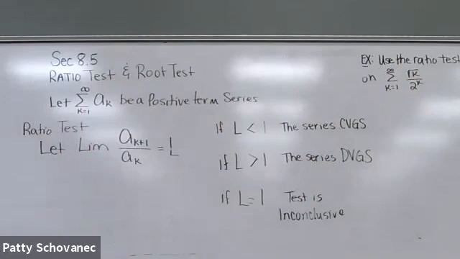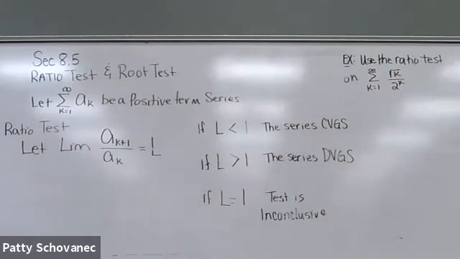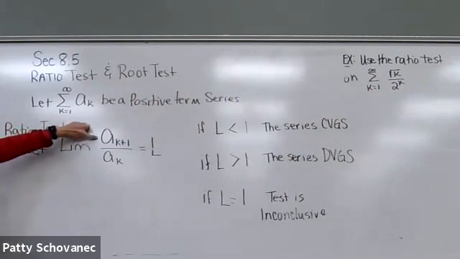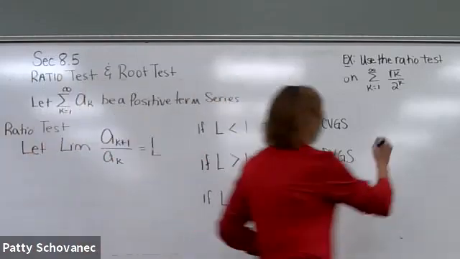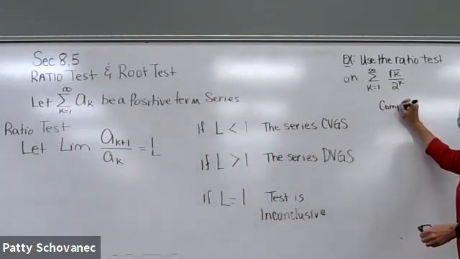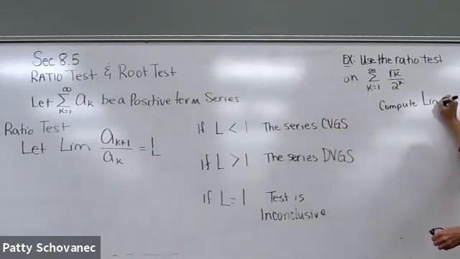That's my a_k term. And what I need to do is make this, look at what this term looks like. Well, that's easy. I just replace each k by k plus 1. So my a_(k+1) term will look like the square root of k plus 1 divided by 2 to the k plus 1.